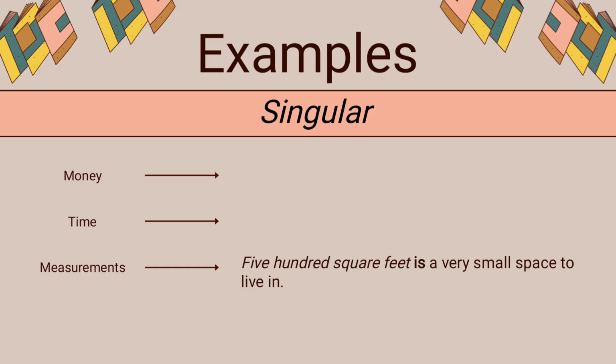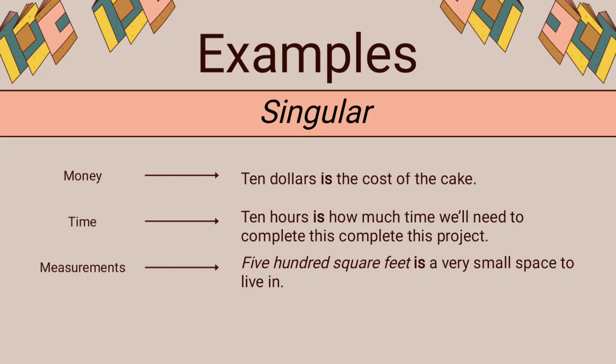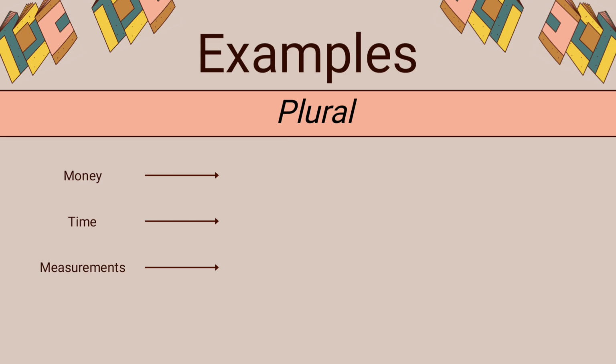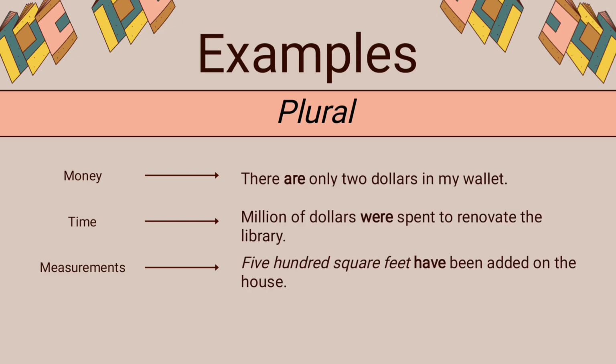For example, $10 is the cost of the cake. This is one example of the singular verb that suggests a total amount. Next is, there are only $2 in my wallet. This is an example of the plural verb which suggests multiple units. And that is rule number 6 about time measurement and money.